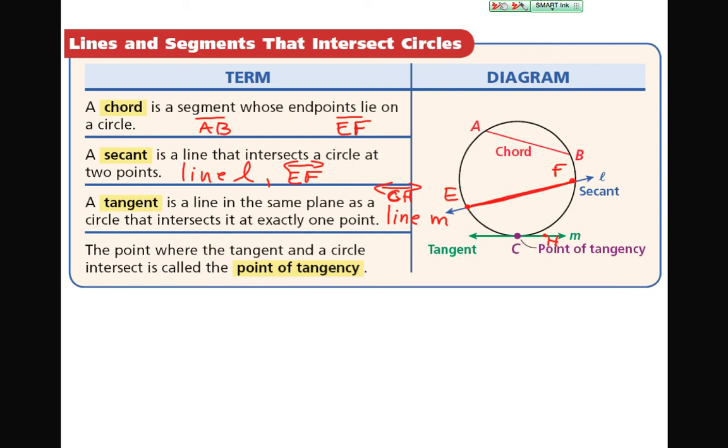The point of tangency is the point where the tangent line and the circle intersect. That in the diagram would be point C. Capital letter C to name a point. All right, we're going to look at another screen with those on it and see if you can name them correctly. Clarifying questions right now, though?